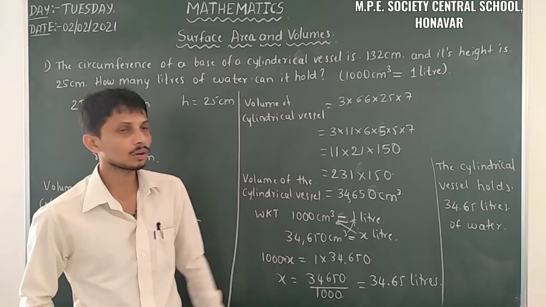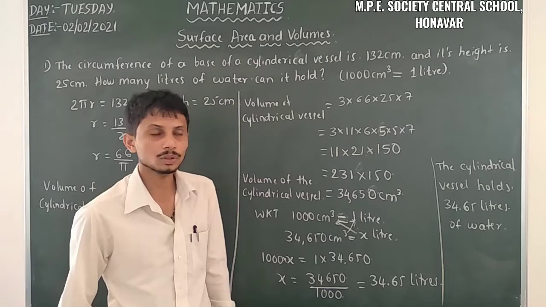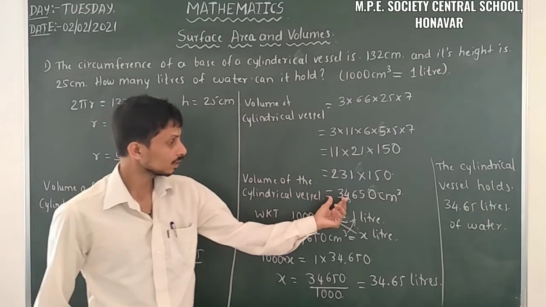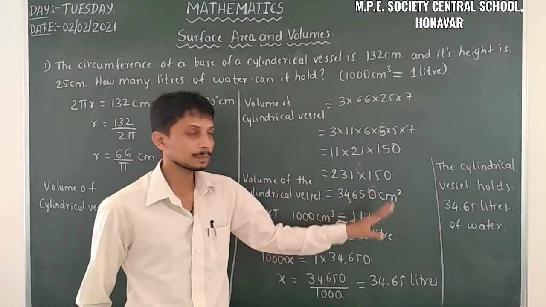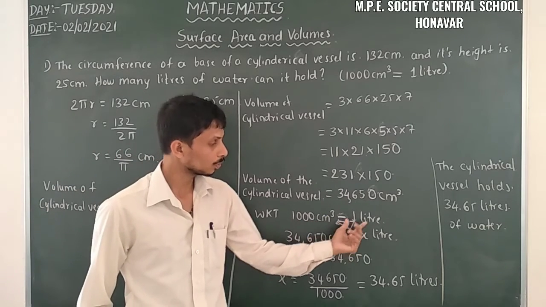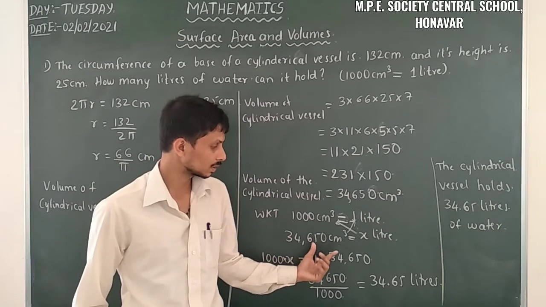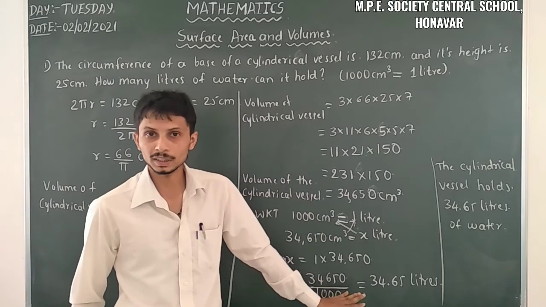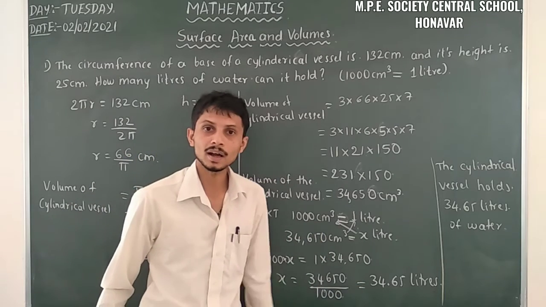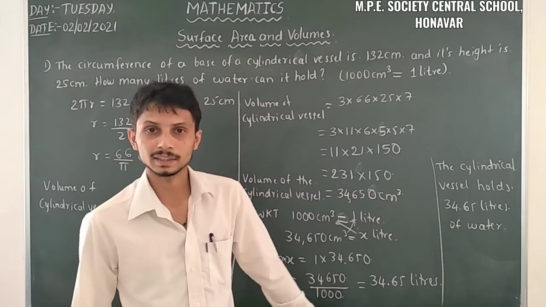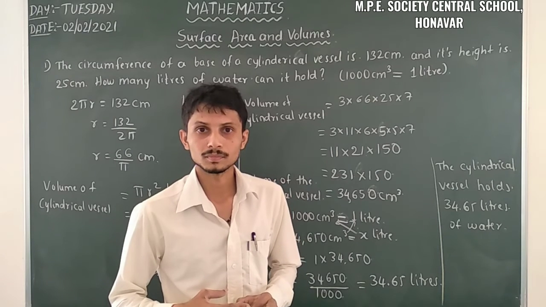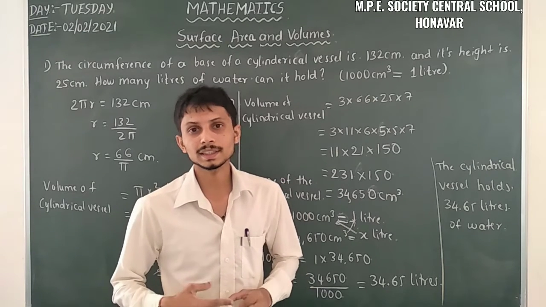And here it is given how many liters of water it holds. So we have to convert the centimeter cube into liters. We have the volume 34,650 centimeter cube. 1000 centimeter cube holds 1 liter, so 34,650 centimeter cube holds how many liters? We have to cross multiply and get the answer in liters. Then we conclude the solution. Yes, I hope you understood this one. So let's take the next problem.